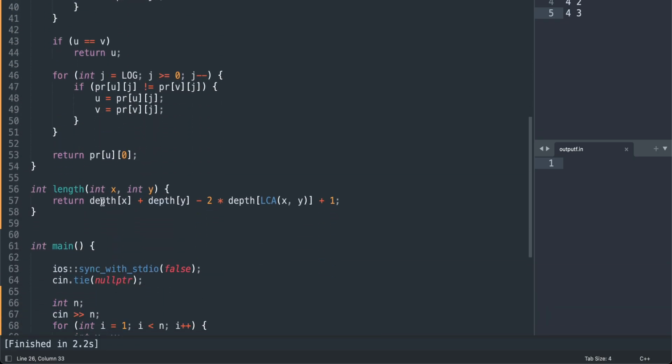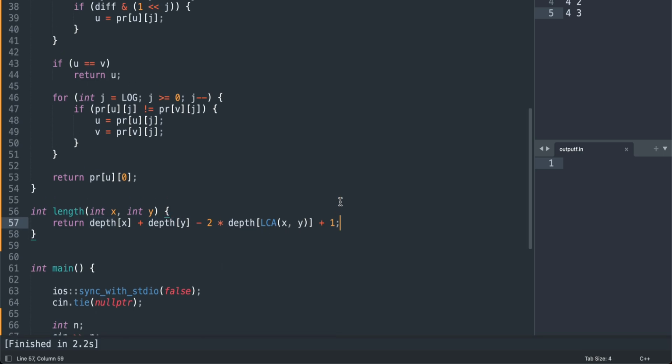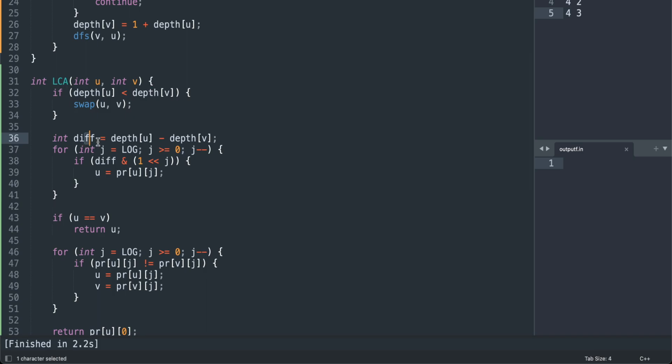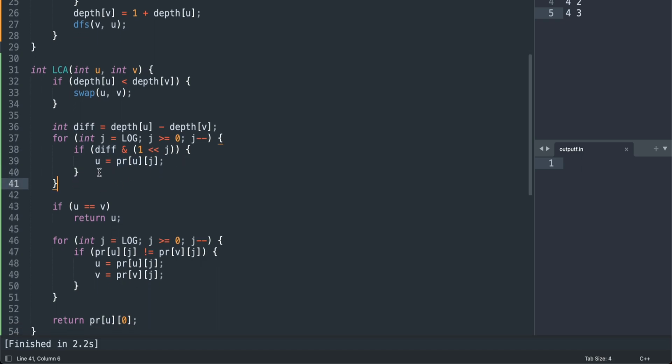Now the length function is called: depth of x plus depth of y minus 2 times depth of LCA of x and y, plus 1. What is the LCA of u and v? If u is higher than v, then swap so that u is lower than v. What is the gap? Gap is diff. Let's move up by this amount. How can we move? Take the jump in binary format. If the bit is set, then u is equal to the parent of u raised to j. If the bit is set, then only take the jump.